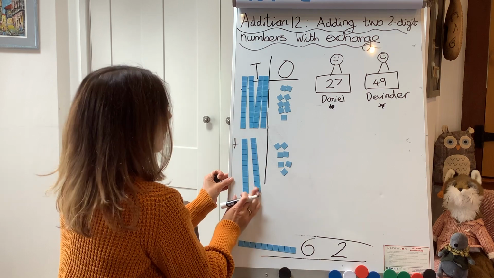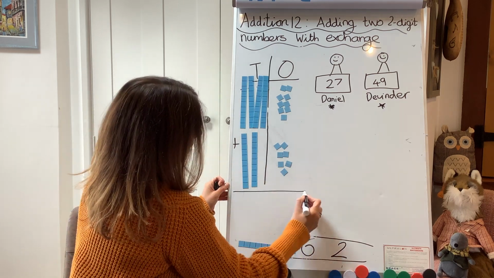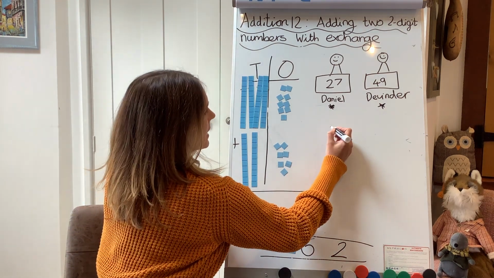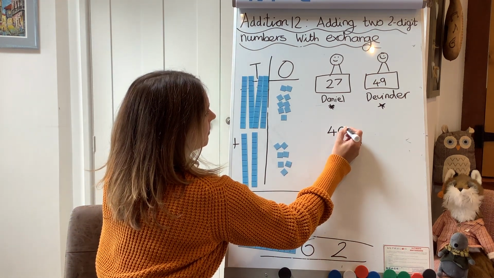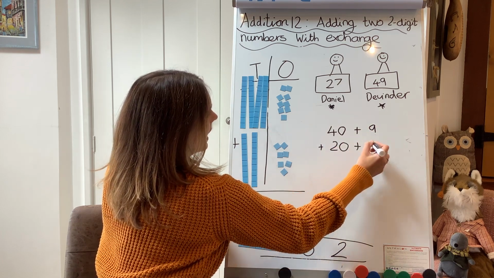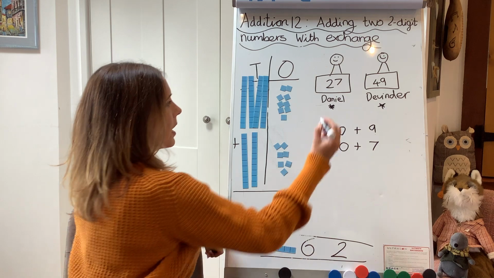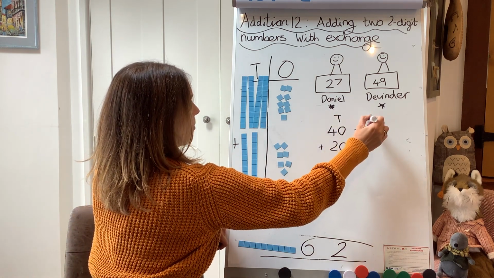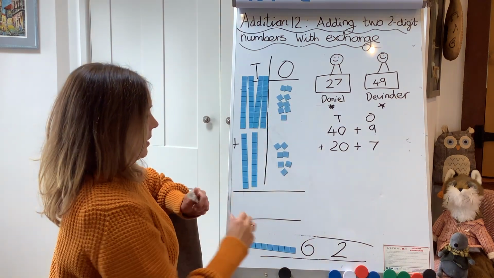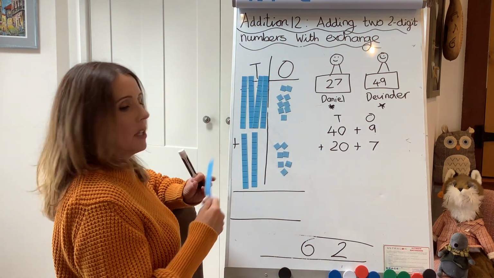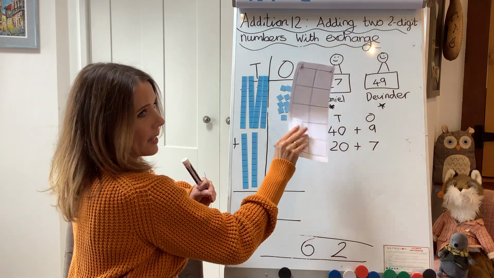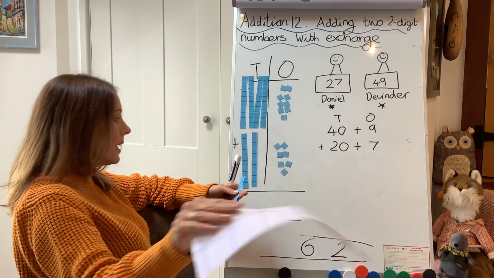So keep a check of what we're doing here. And this is where I'm writing my calculation. So what I'm doing is I'm saying 40 and 9 add 20 and 7. So I've got my tens and I've got my ones. So we're going to add the ones together first. You can use a tens frame to help you to build them up, see if you can make a 10 to exchange it.